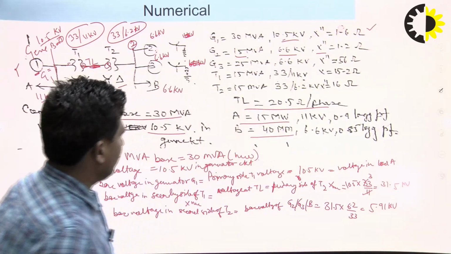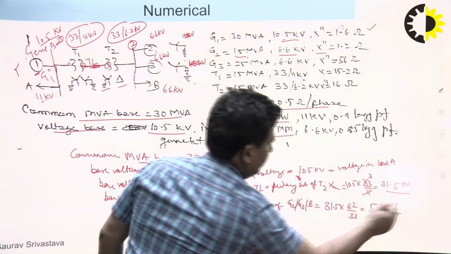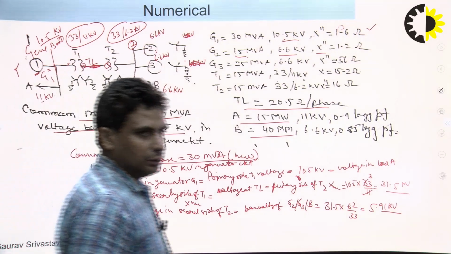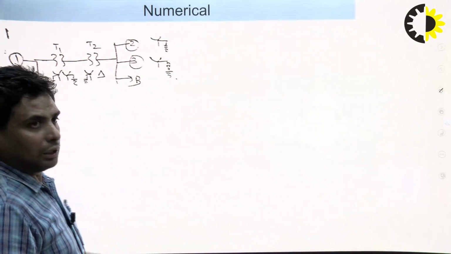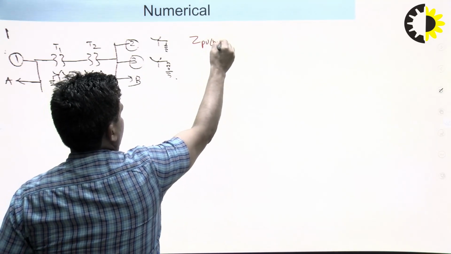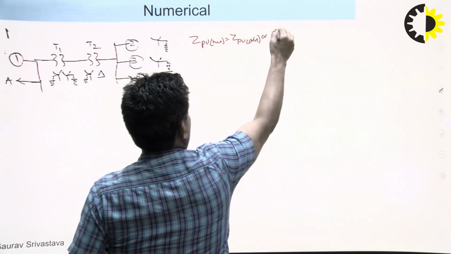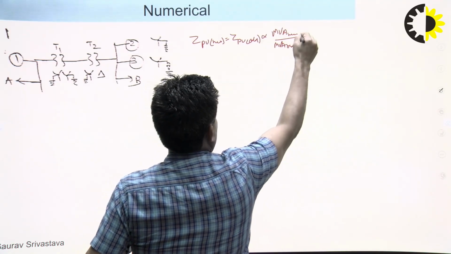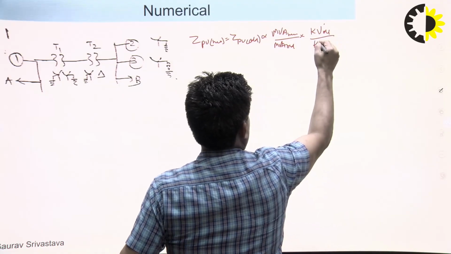So initially we calculated the MVA base for the complete system and found the base voltages for each and every component, and then we go for the analysis. Just take the new slide, where again the value is given. We calculate Z per unit new using the formula: Z per unit old into MVA new upon MVA old, into kV old upon kV new.